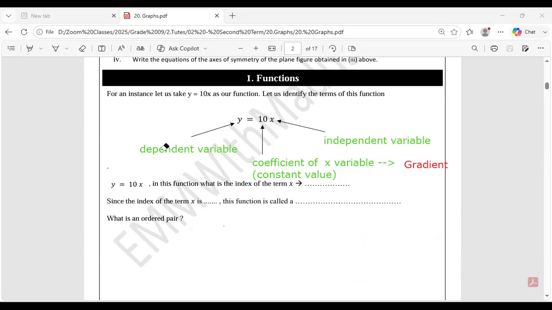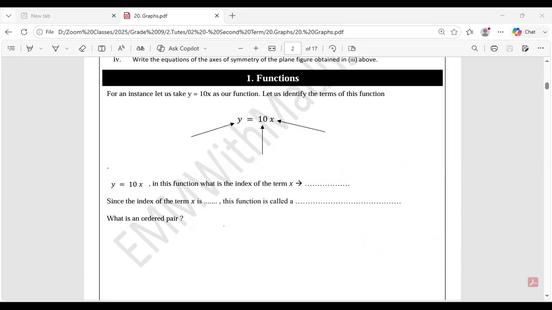Okay. So I hope you have marked these parts, right? And I am going to clear it up, right? So now we are going to move to the next part.